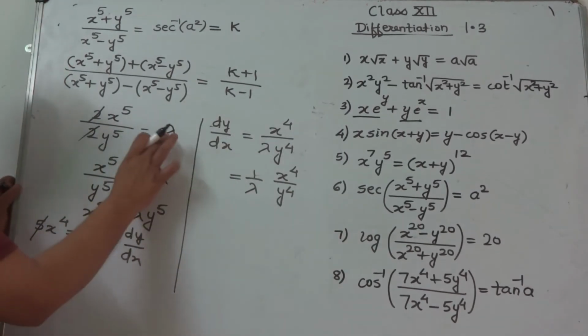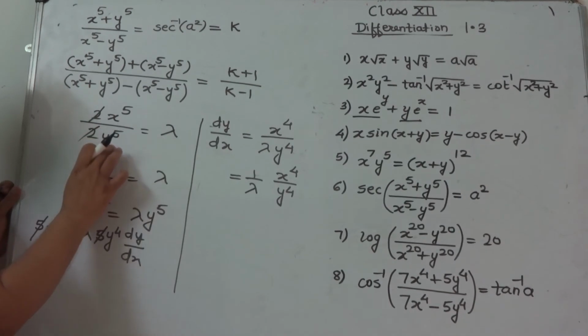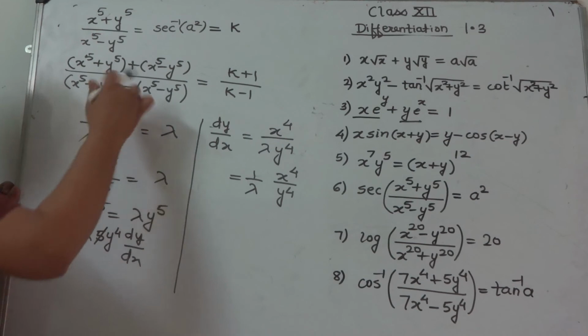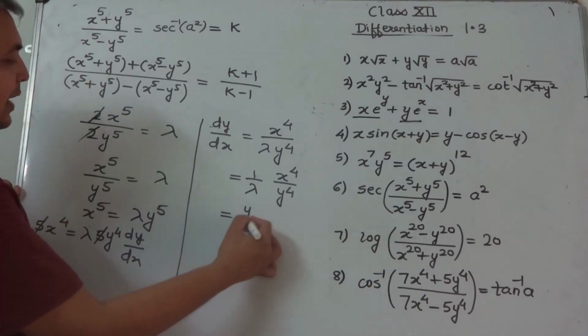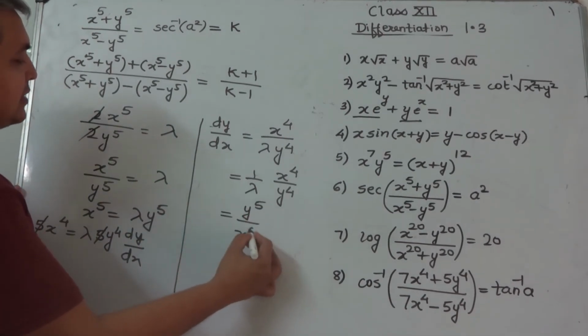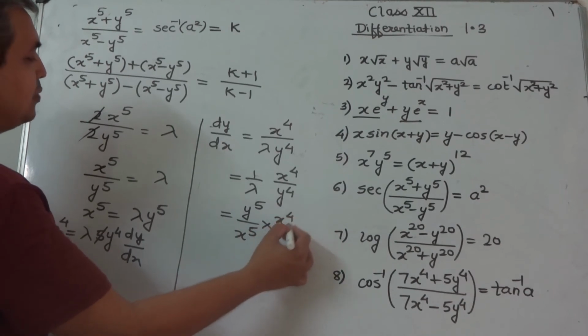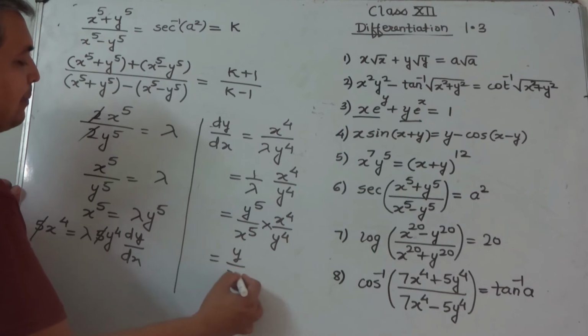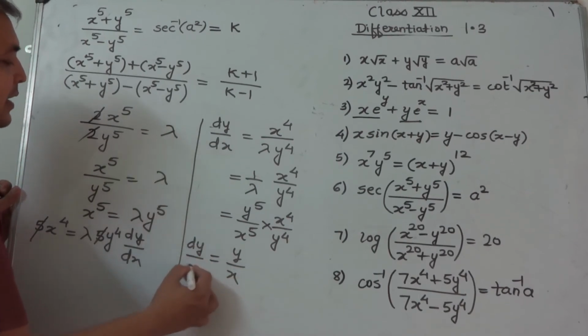Now see, this lambda is equal to x raised to 5 upon y raised to 5. So if we take 1 upon lambda, it will be reciprocal, that is equal to y raised to 5 upon x raised to 5 into x raised to 4 upon y raised to 4. So answer is y upon x, that is dy by dx.